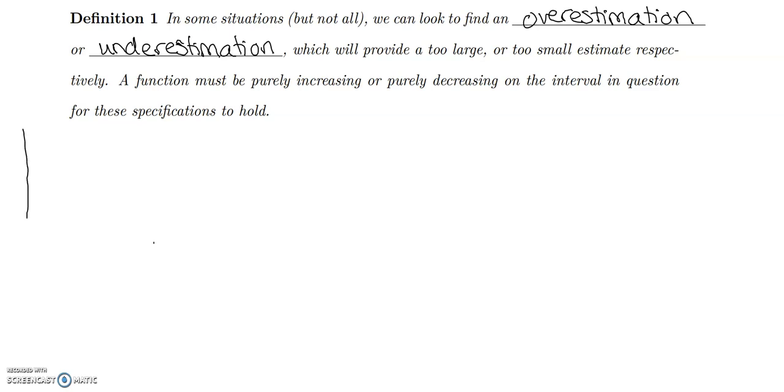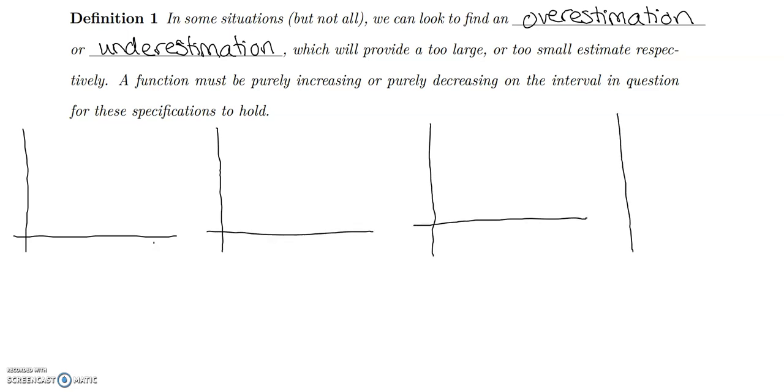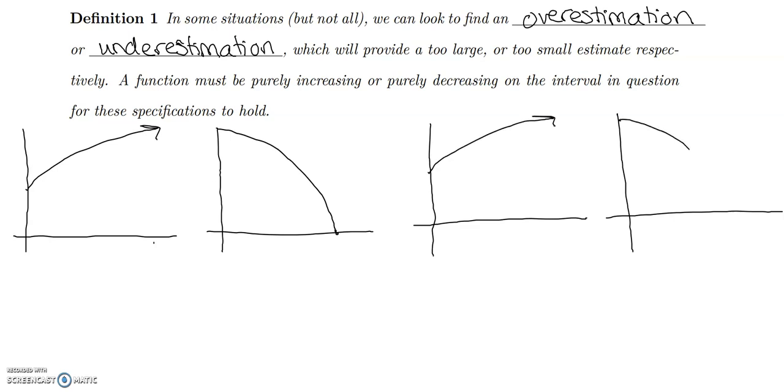So let's draw a couple pictures. We're going to have 4 cases, and we're going to leave some space at the bottom to show why it has to be purely increasing or purely decreasing. Now I know there's lots of functions that are increasing and decreasing, but let's just draw these little simple cases. So we have 2 that are increasing and 2 that are decreasing.